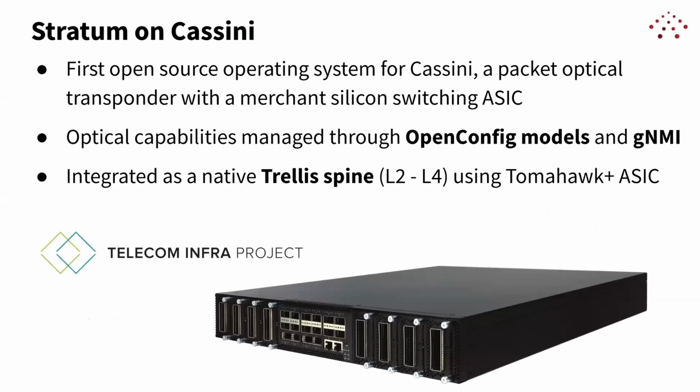Stratum is the first open source switching operating system for CASSINI, which is a packet optical transponder with a merchant silicon switching ASIC, as we just mentioned. The optical capabilities are being managed through OpenConfig models and programmed using gNMI. And we've integrated CASSINI as a native Trellis spine, meaning we have layer 2 through layer 4 control from the ONOS control plane. This capability is made available to us via the Tomahawk ASIC that's on the box. This is a project from the Telecom Infrastructure Project in collaboration with many of its partners.